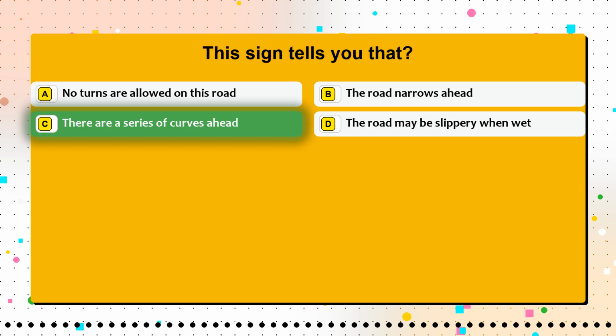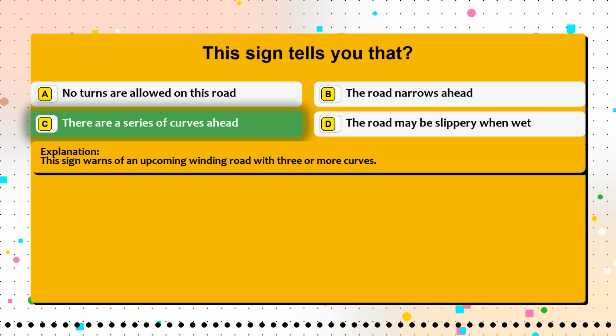The correct answer is option C. There are a series of curves ahead. This sign warns of an upcoming winding road with 3 or more curves.